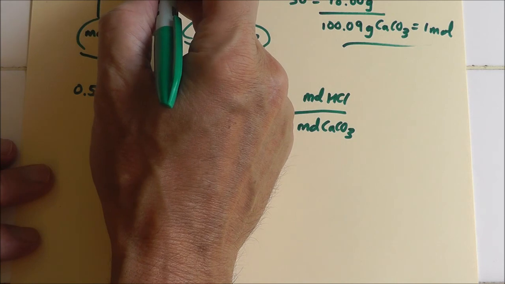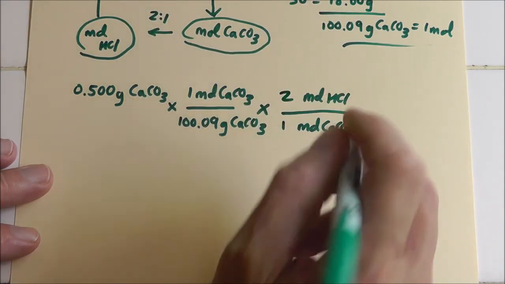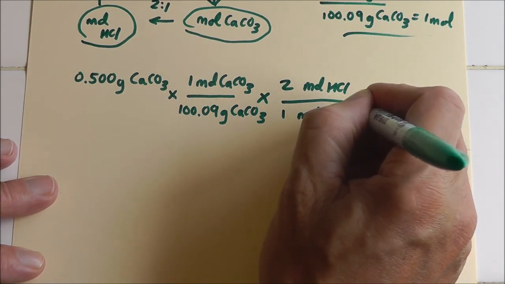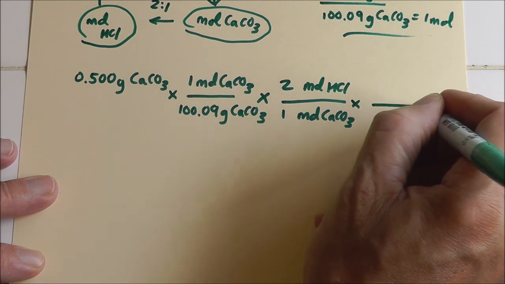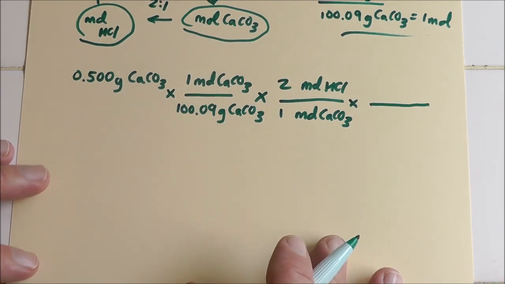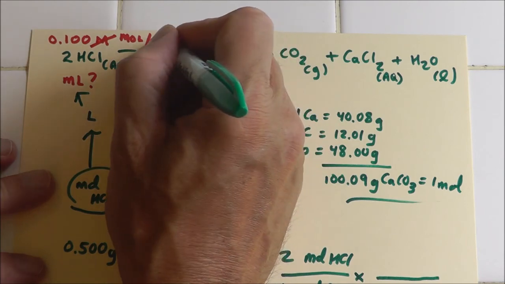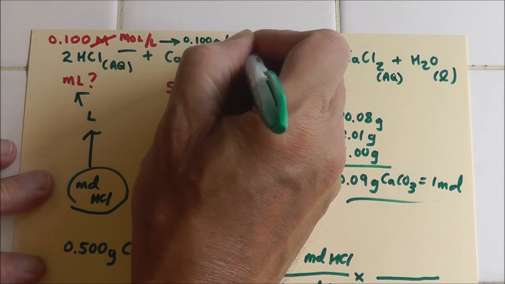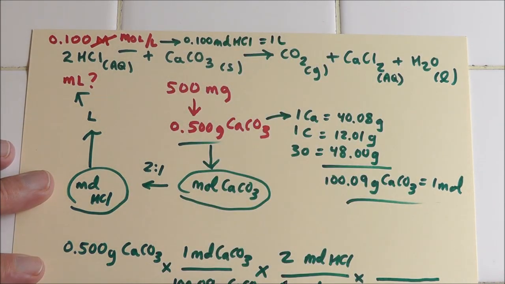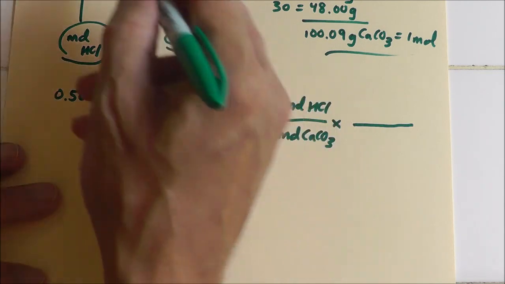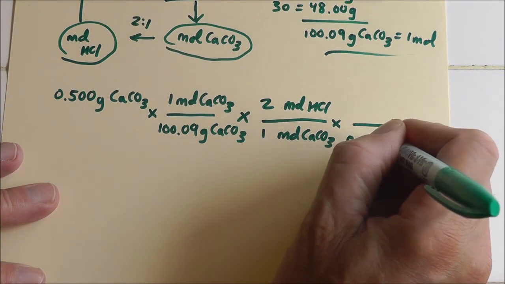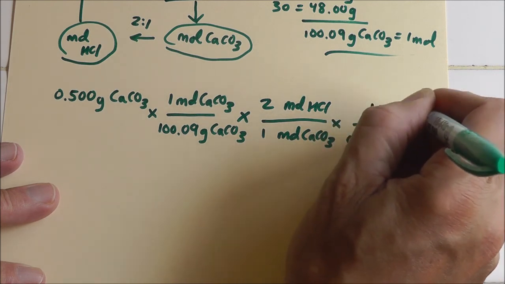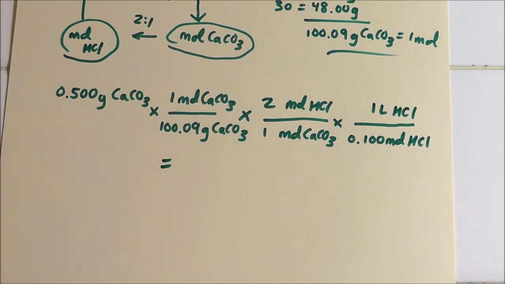1 goes next to the calcium carbonate because there's 1 in the equation. 2 goes next to HCl. Now we could stop there and have moles, but I'm even going to go further, because the concentration is also like a conversion factor. So 0.1 moles per liter means 0.100 moles HCl equals 1 liter. So I put in 0.100 moles HCl, 1 liter HCl. And then I ran out of paper, so let's stop after that step.